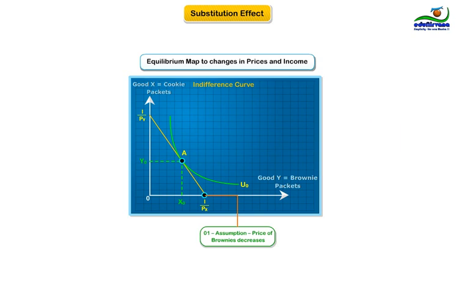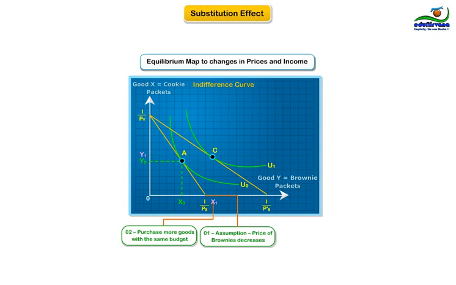Let's say the price of brownies decreases by some amount and therefore the budget line rotates rightwards. So now, with the same budget, I can give you more goodies, due to which we reach a higher utility curve U1 as compared to U0.